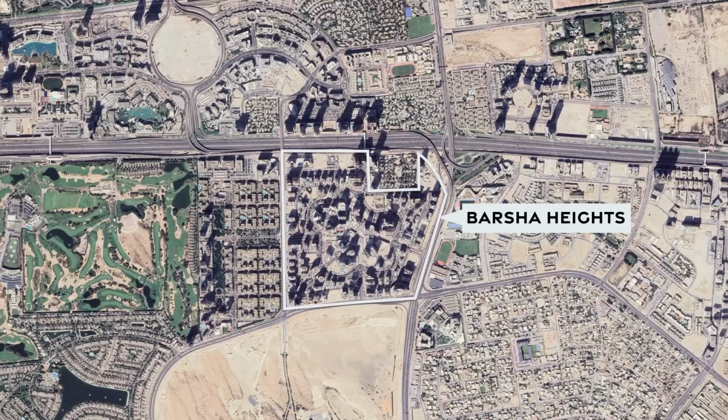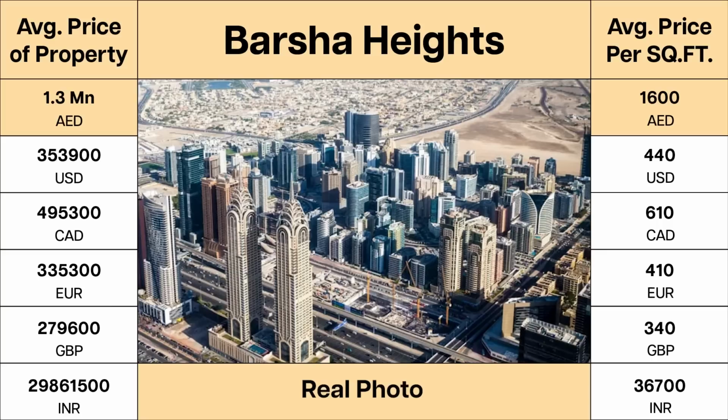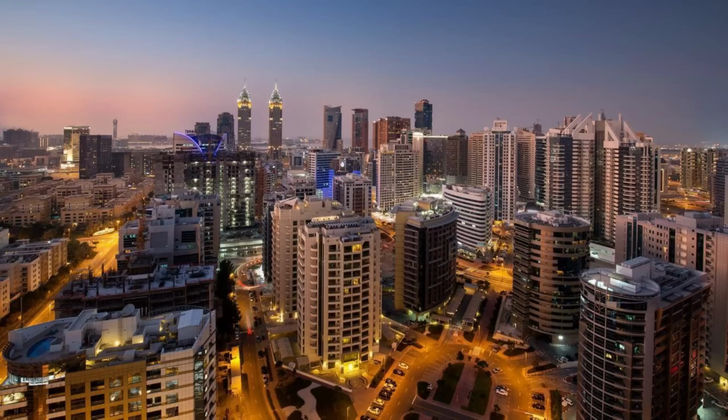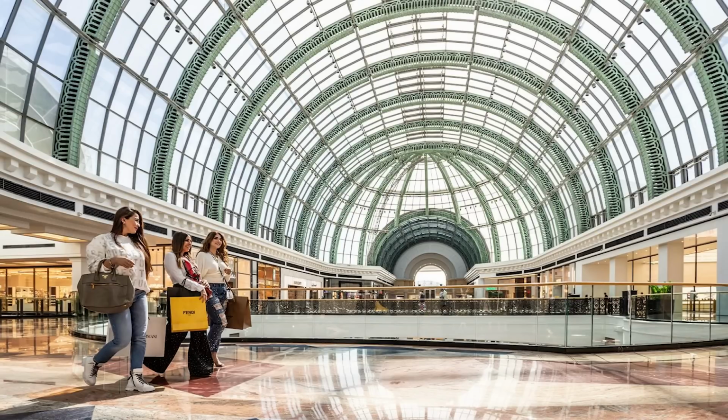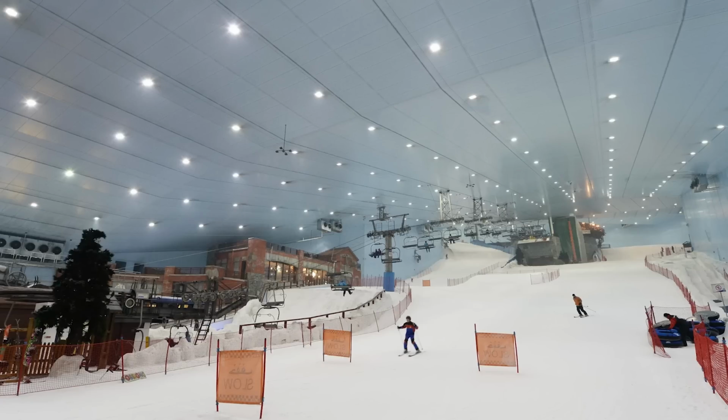A more affordable option to Dubai Marina is Barsha Heights, also known as TECOM, at an average price of 1.3 million dirhams. It has some residential buildings with easy connectivity to the metro and Sheikh Zayed Road, plus it being in close proximity to the other big mall of Dubai, the Mall of the Emirates in Barsha.